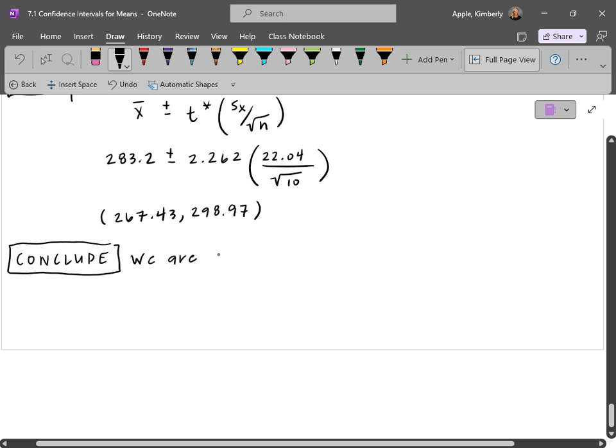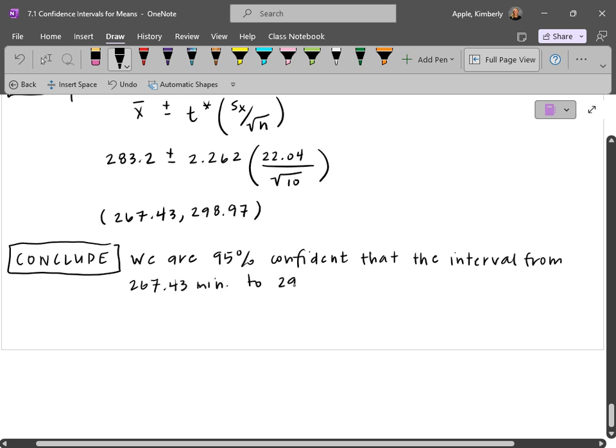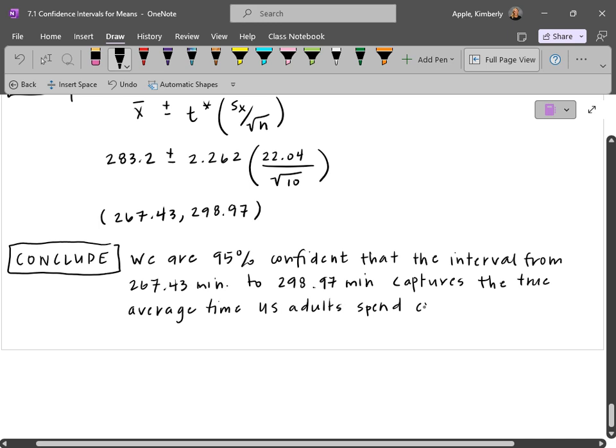We are 95% confident that the interval from 267.43 minutes to 298.97 minutes captures the true average time U.S. adults spend exercising per week.